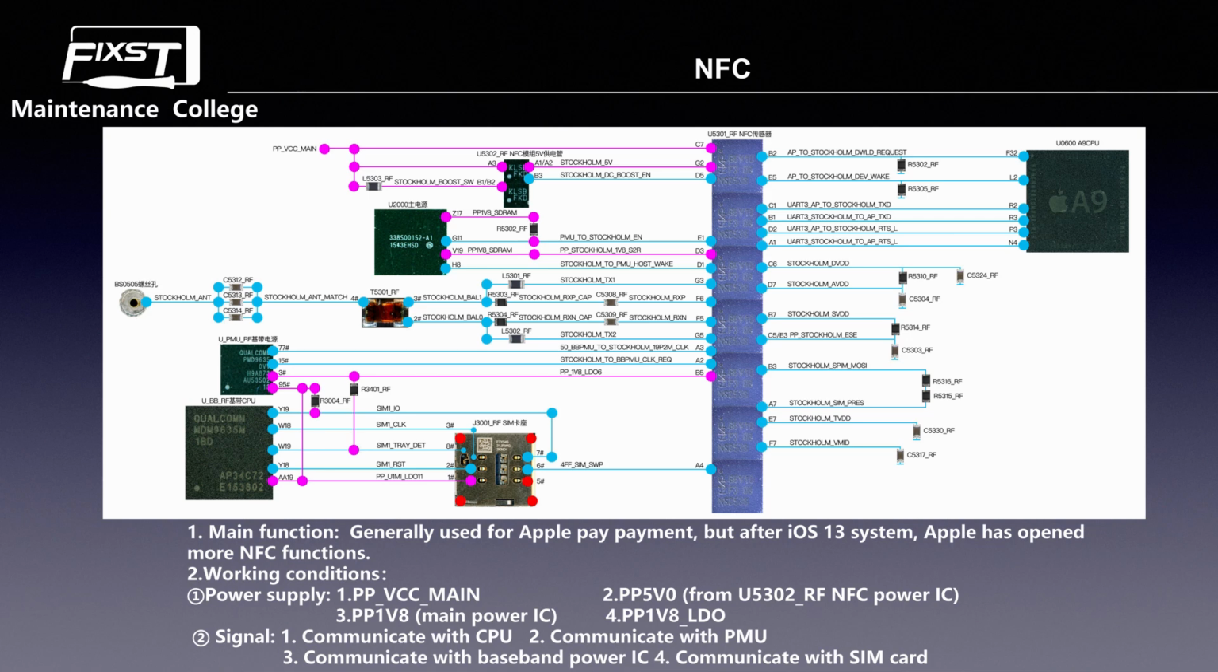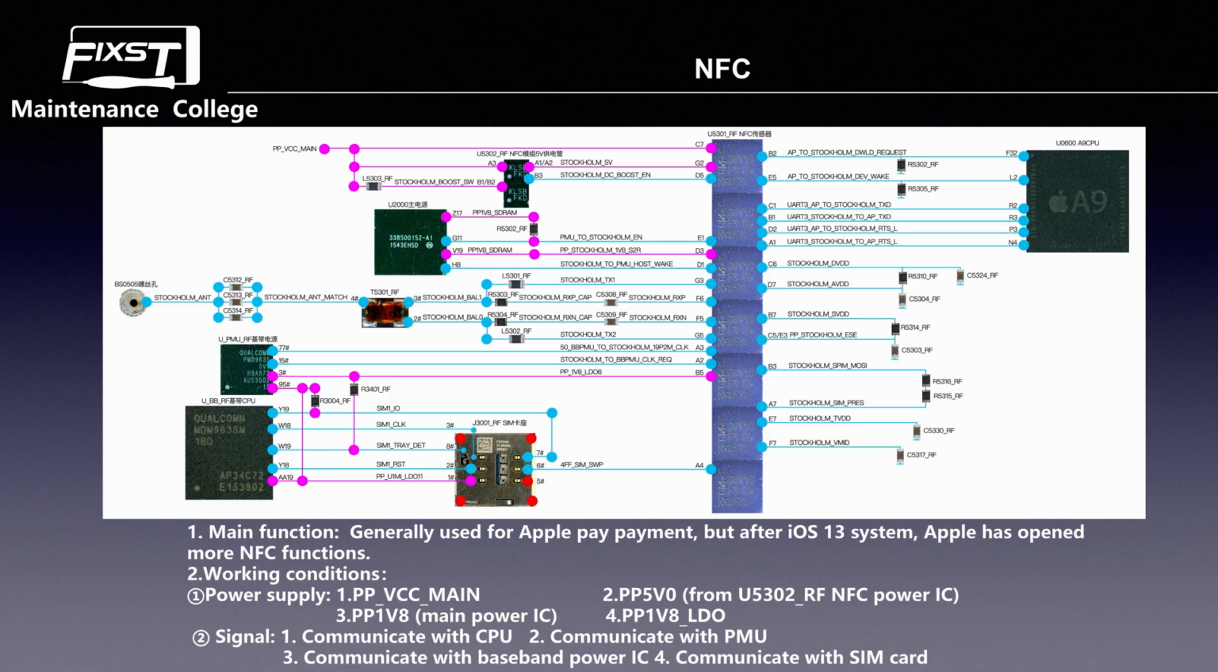And continuing down, we see the G2 pin. This pin is from U5302, the RF NFC power IC. This IC sends 5.0 voltage to the NFC sensor. This power is a little special because it originally comes from PPVCC main. But PPVCC main is only 3.8 voltage, and here we need 5.0 voltage. So here is actually a booster system.